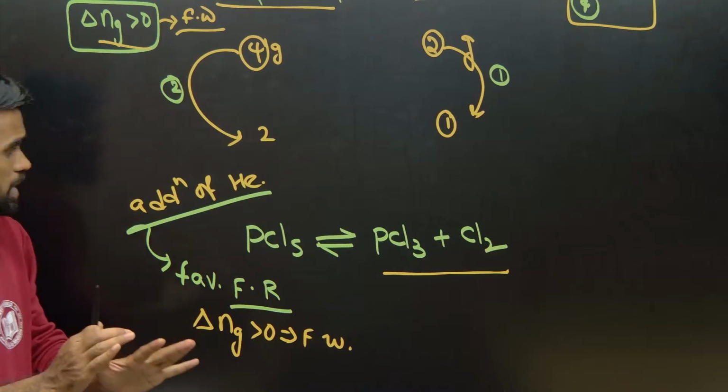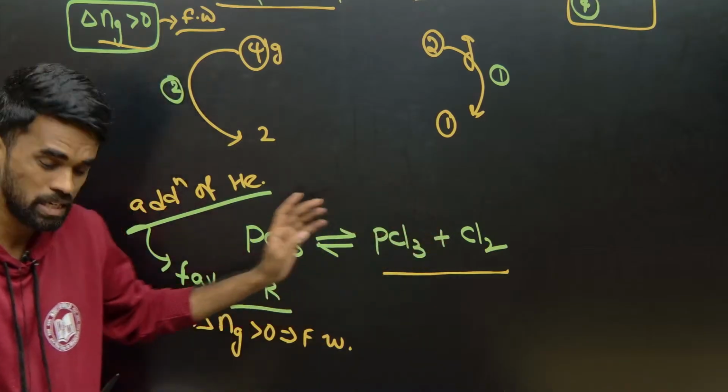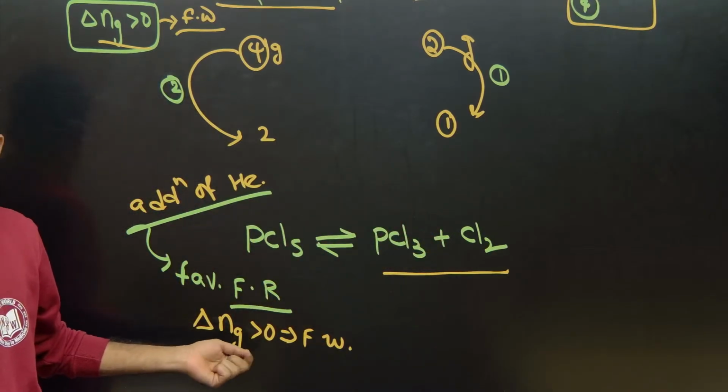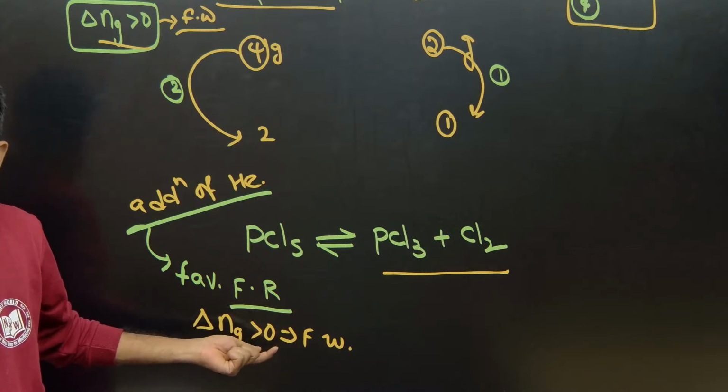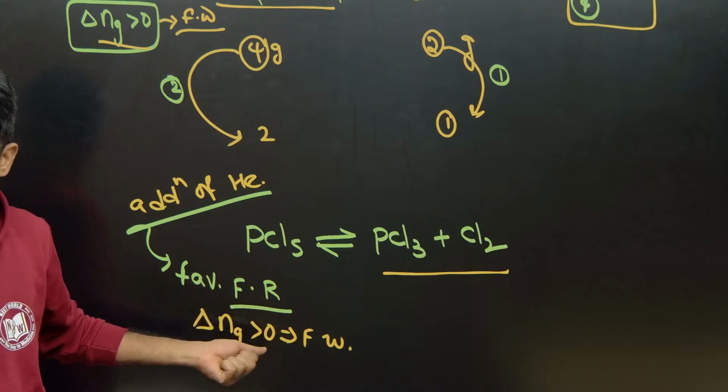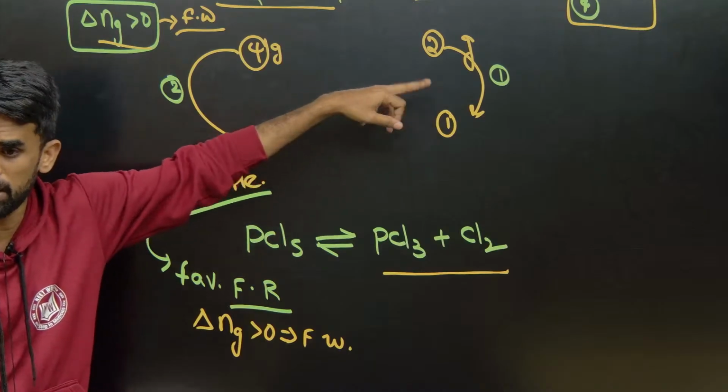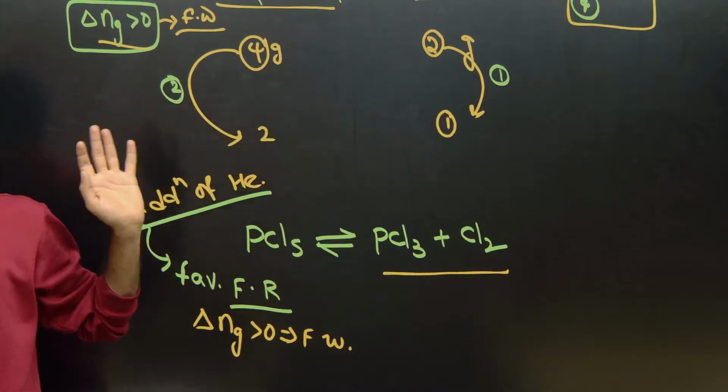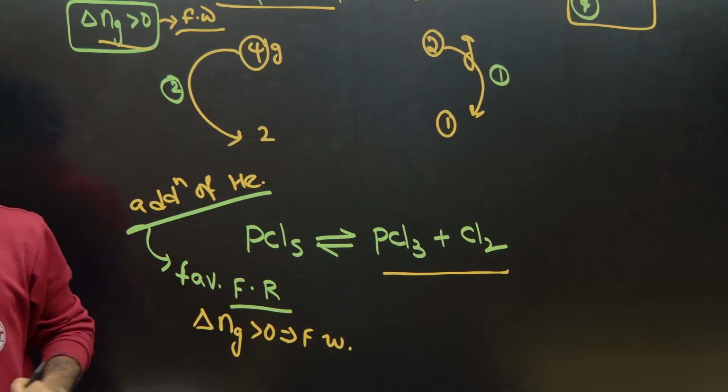It's better to remember the concept, not just this delta Ng. This is also useful in the exam, but if you get confused with this, just use the concept of decrement and increment, you will get clarity. Right, next.